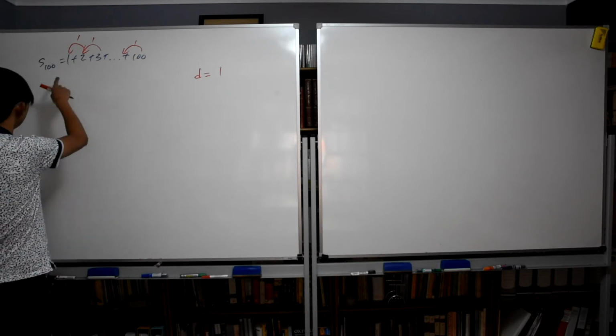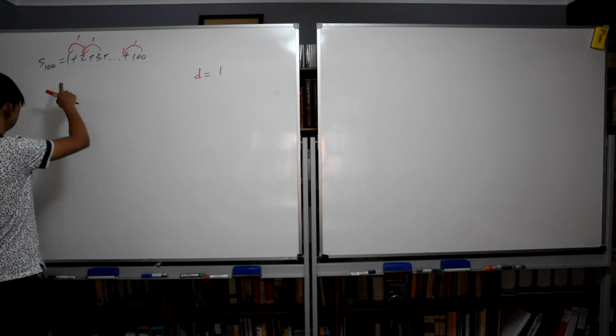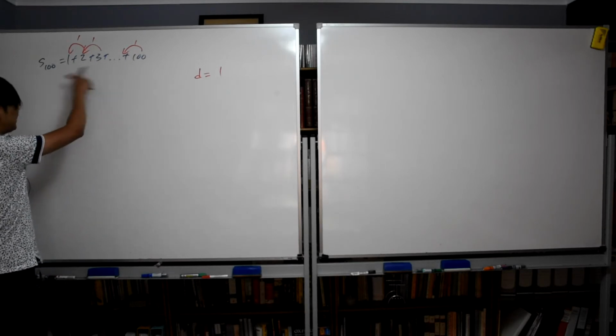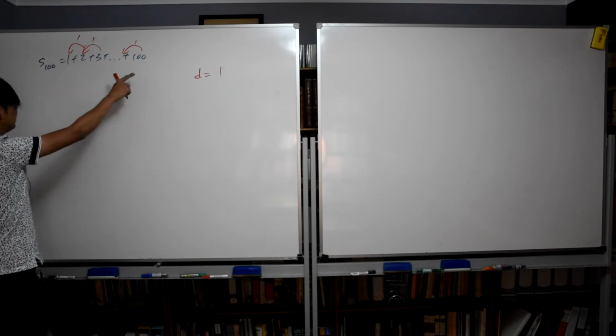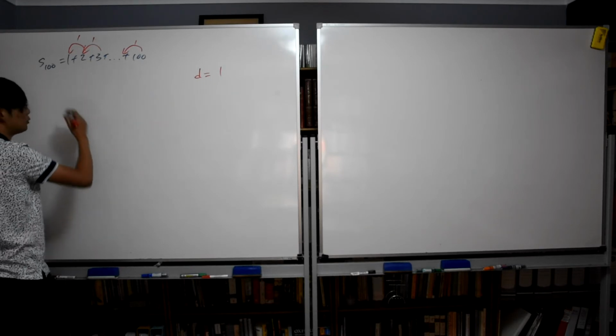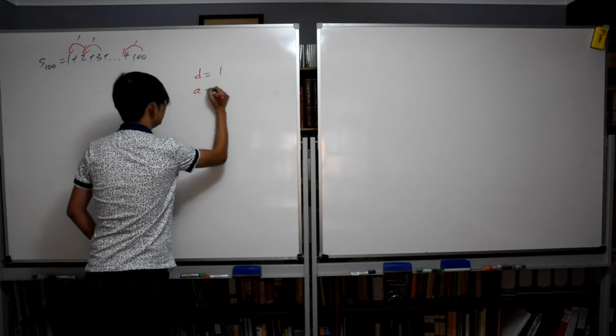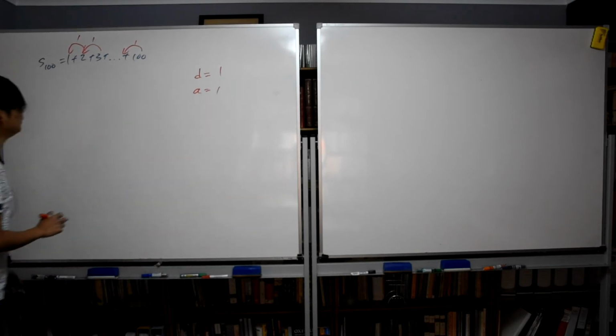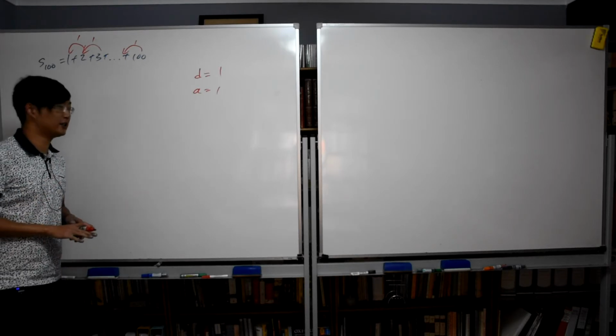Also, for this particular series, the first ever term in this entire chain of numbers is 1. So it's a happy accident that for this particular one, both common difference and first term happen to be 1. Let's talk about a more general arithmetic series.